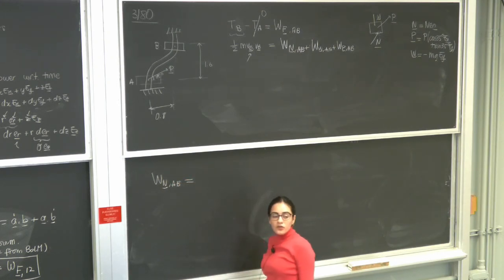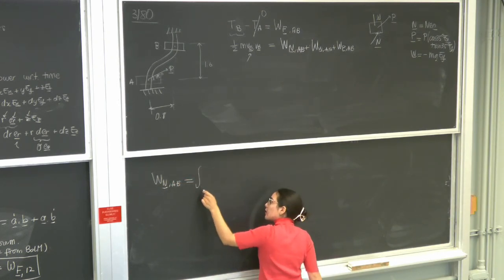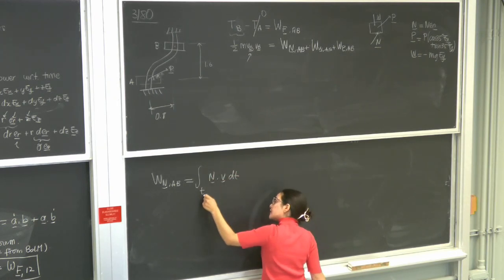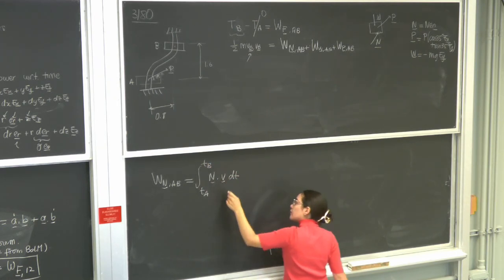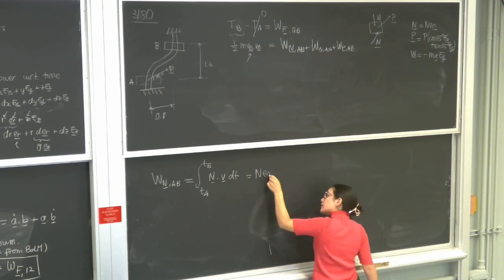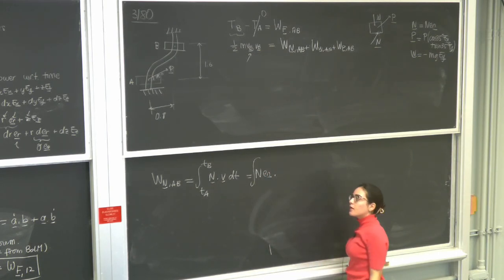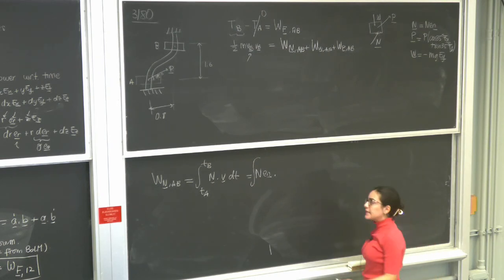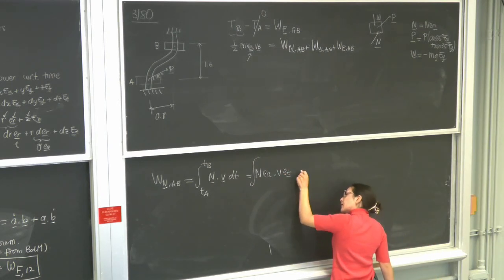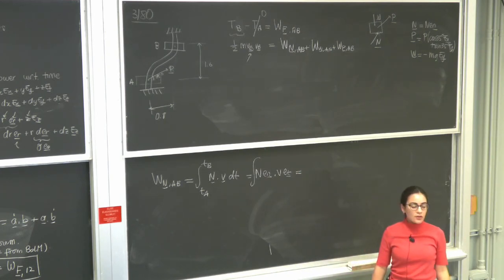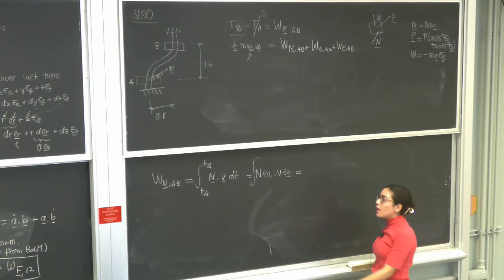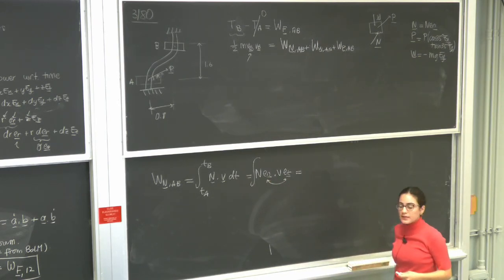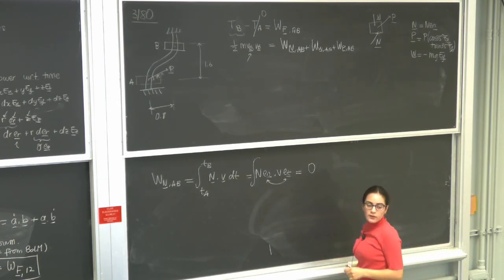Well, by definition, the work of a normal force is the integral of the normal force dot v dt from tA to tB. The normal force is along En. The velocity is along which direction? Et. Here we can easily write this integral in terms of the Serret-Frenet basis. What is En dot Et? What is this dot product equal to? 0. So the work of the normal force is 0.